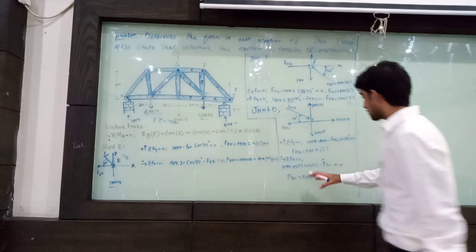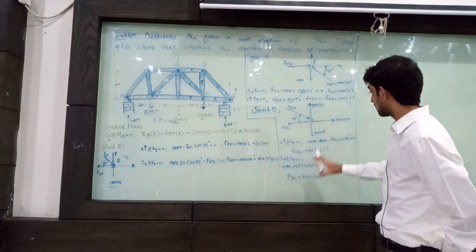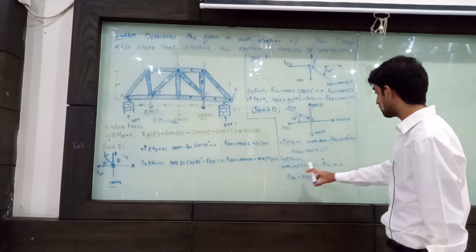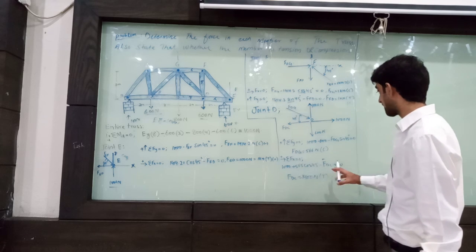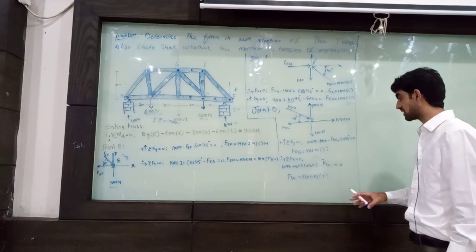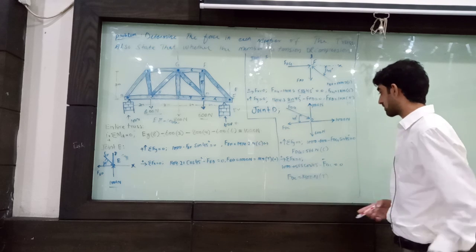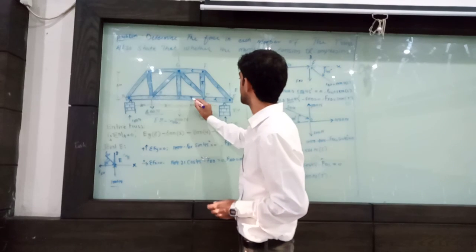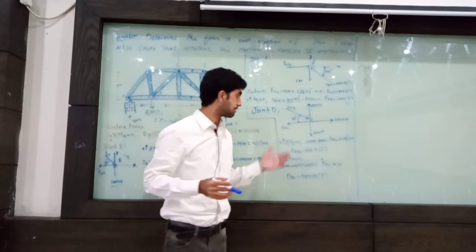Okay. So now we find the horizontal. Summation of Fx is equal to 0. 1000 plus 566 cos 45, because for this we put cos theta. So minus FDC is equal to 0. FDC is equal to 1400 Newton. So that is tension. Okay. So now we find each member step by step.